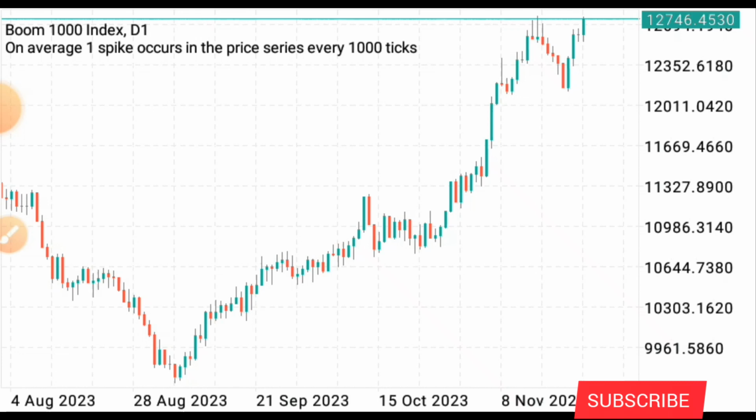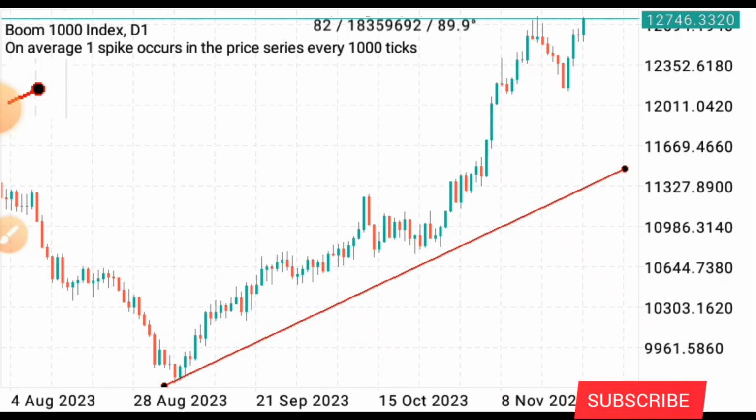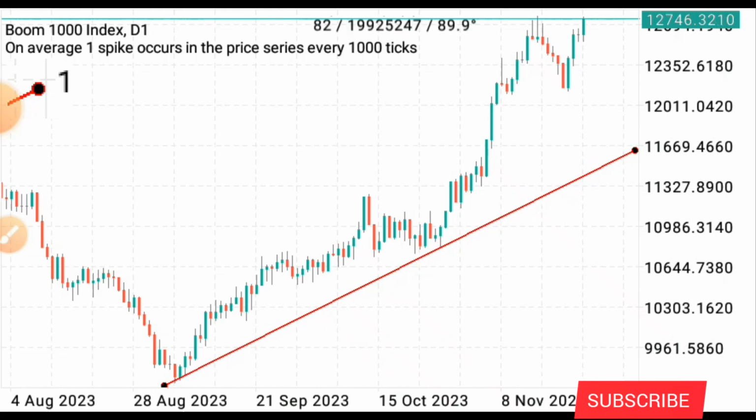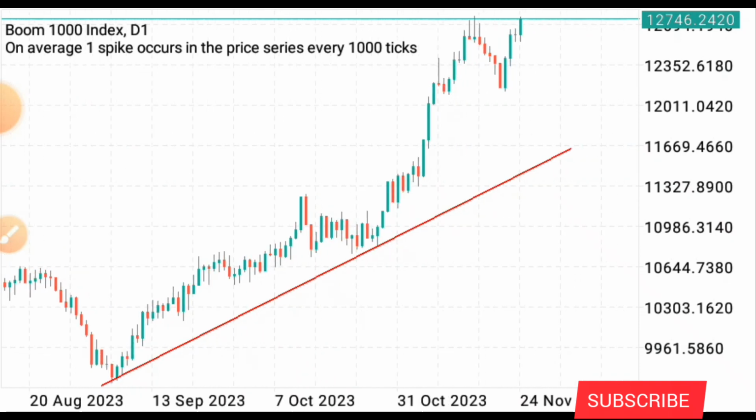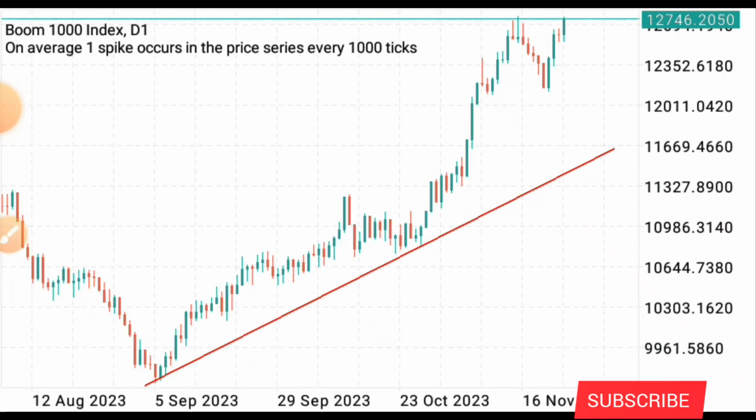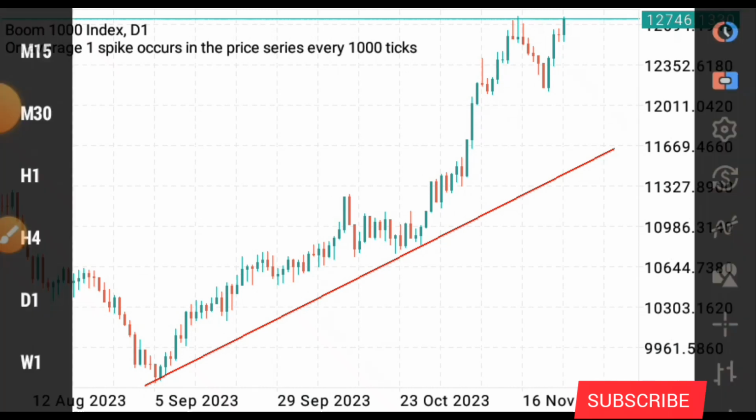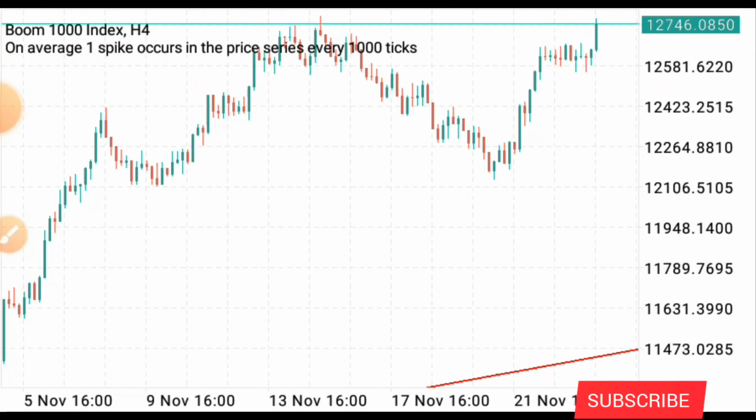So here on the daily time frame right now, what I do is that I will identify the trend, right? So as you can see right now, we are in an uptrend, right? There's no doubt about that. So after identifying that we are in an uptrend, now I know the overall market trend. So the next thing I do, I go to the 4-hour time frame to see what's going on there.